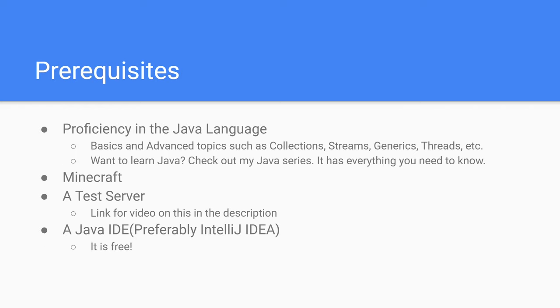Okay, so here are some of the prerequisites that you need to know to be able to start using the Spigot library to make MC plugins. First of all, this is the most important thing: you need to be proficient in the Java language. If you're not, then I will recommend a series at the top right, and there will also be a link for it in the description below.